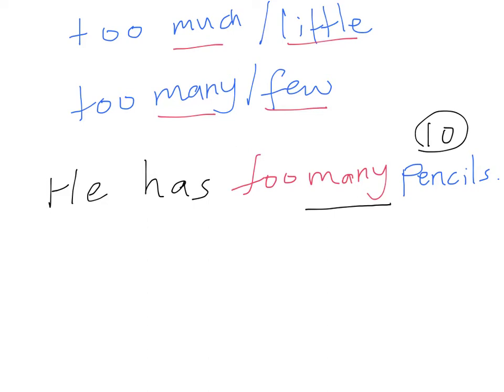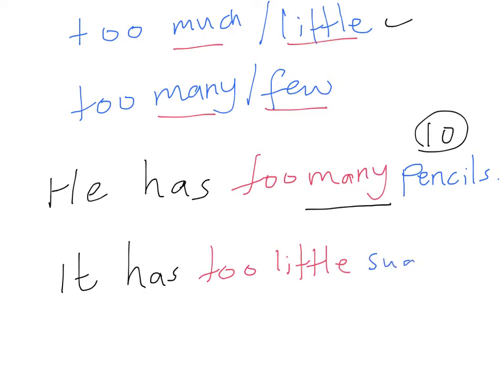For example, if we want to use the word little, so we say it has too little sugar. It has too little sugar. بها سكر قليل جدا، يعني almost nothing، تقريبا ولا شيء. This is using too with many, much, little and few.